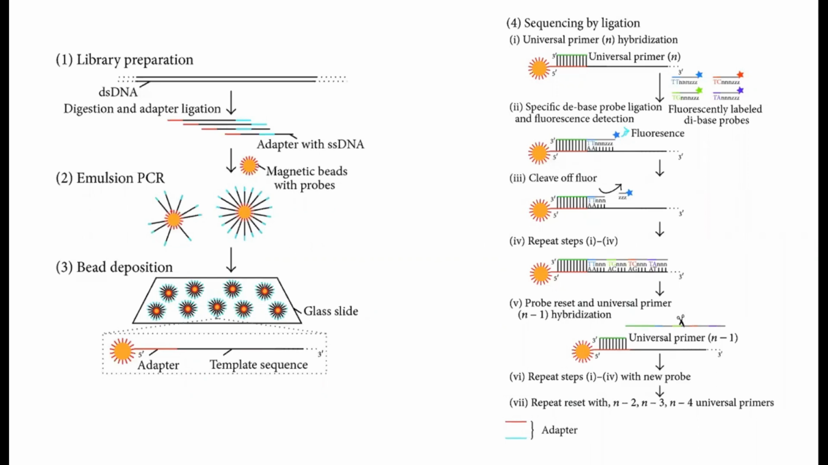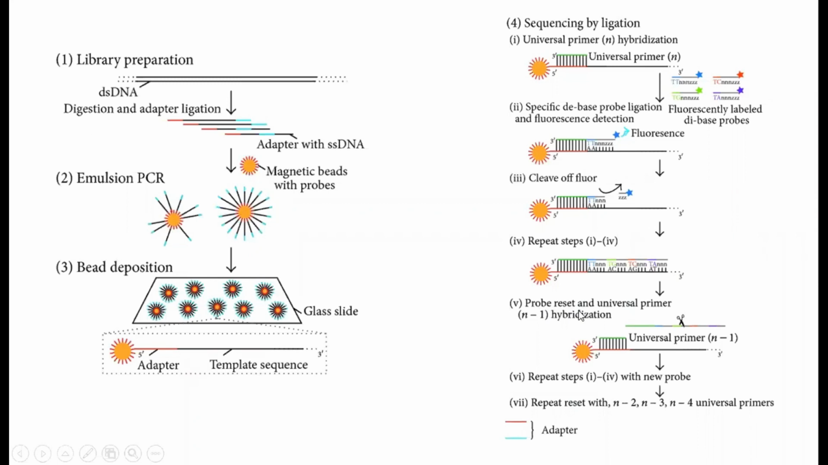So here what happens is, first you go for a universal primer hybridization. So you have a universal primer that you are going to apply everywhere. Then you apply your tagged DNA bases. Then once the tagged DNA bases are here, fluorescence will happen because the pyrophosphate molecule will release PPi, and then corresponding to that, the labeled fluorescence tag will also get quenched, and that fluorescence will be detected. Then you cleave off the fluorescence, and you repeat the same step over and over again until you get your desired result. Once you get your desired result, then you go for your probe reset.